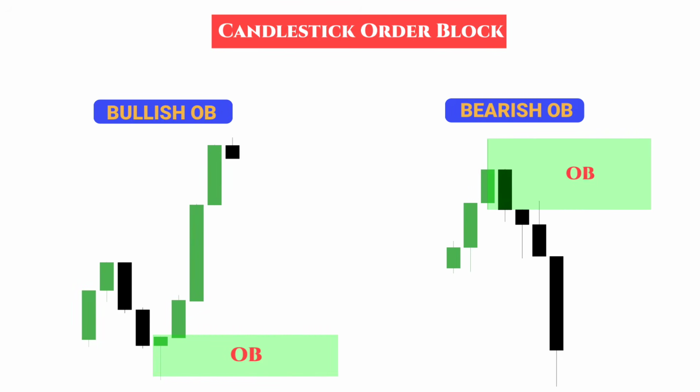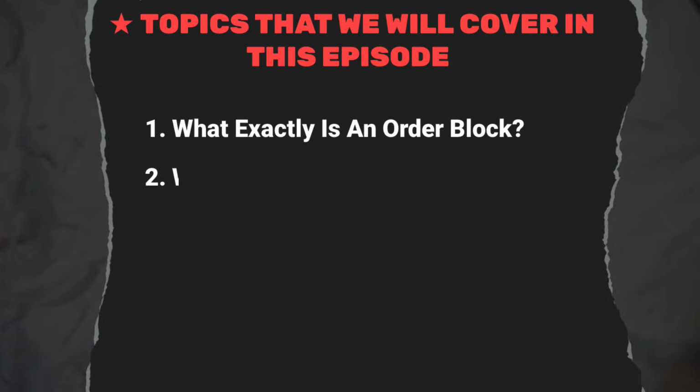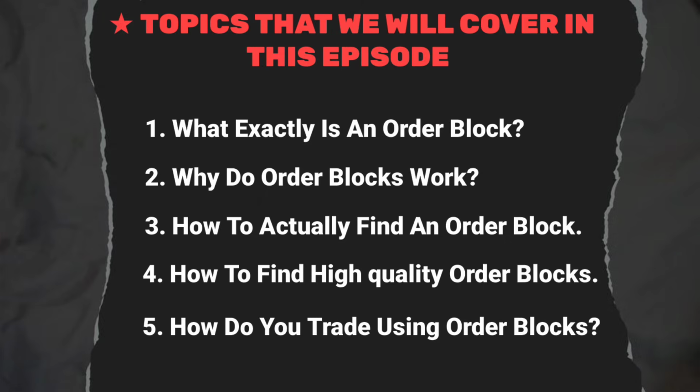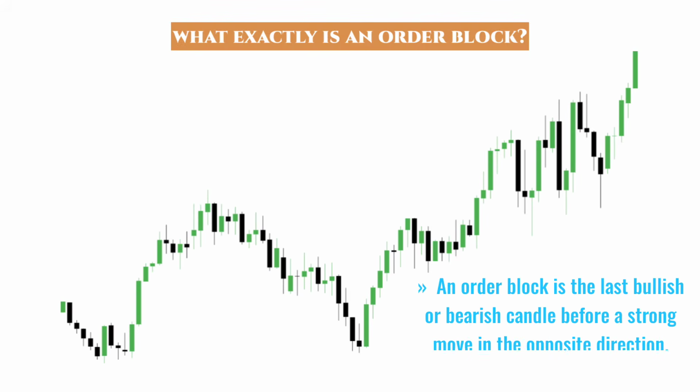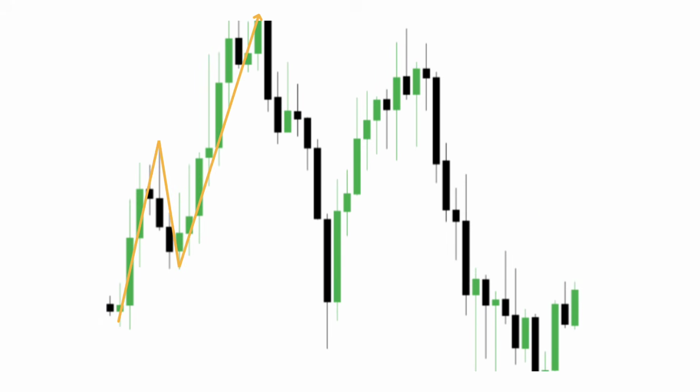No fancy language, no complex indicators, just pure price action and logic that even a beginner can understand. So sit back, relax, and let's dive deep into what order blocks really are and how to trade them like a pro. First, what exactly is an order block? An order block is the last bullish or bearish candle before a strong move in the opposite direction. That's it. Sounds simple, right? But it's powerful. Let me explain why.